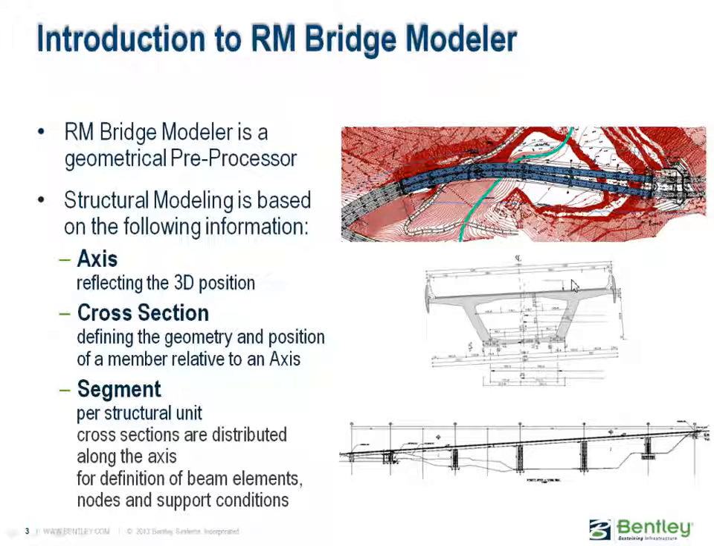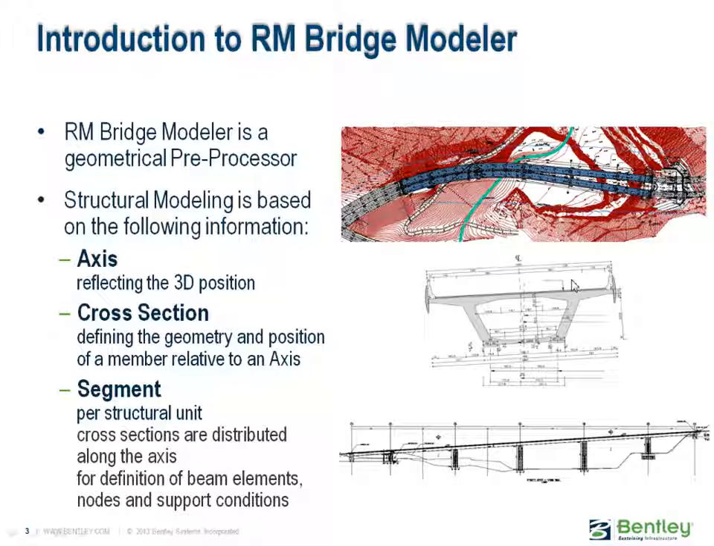RM Bridge Modeler is a geometric preprocessor for modeling of bridge structures. The main components for the modeling are axis, cross-section and segment. Usually a bridge project is related to a road or rail project.